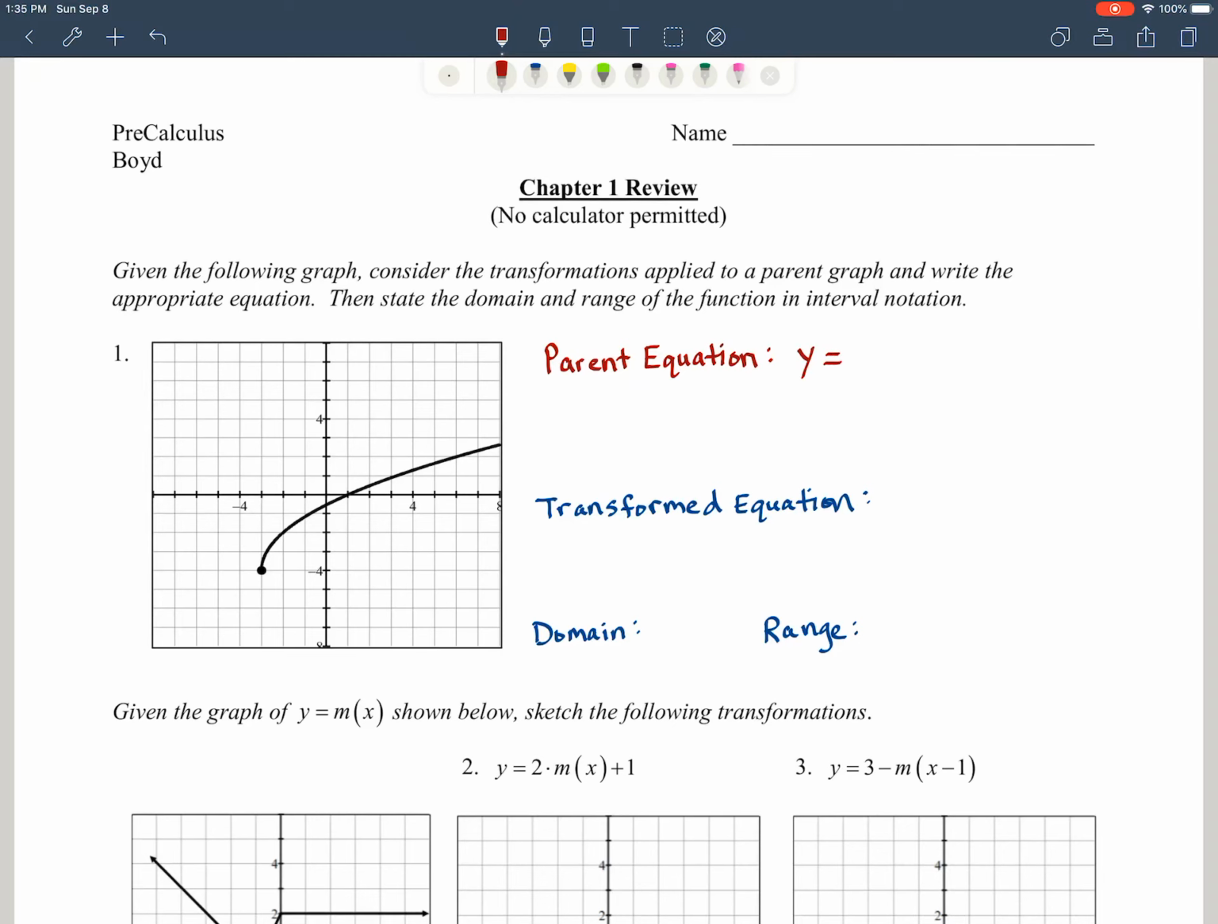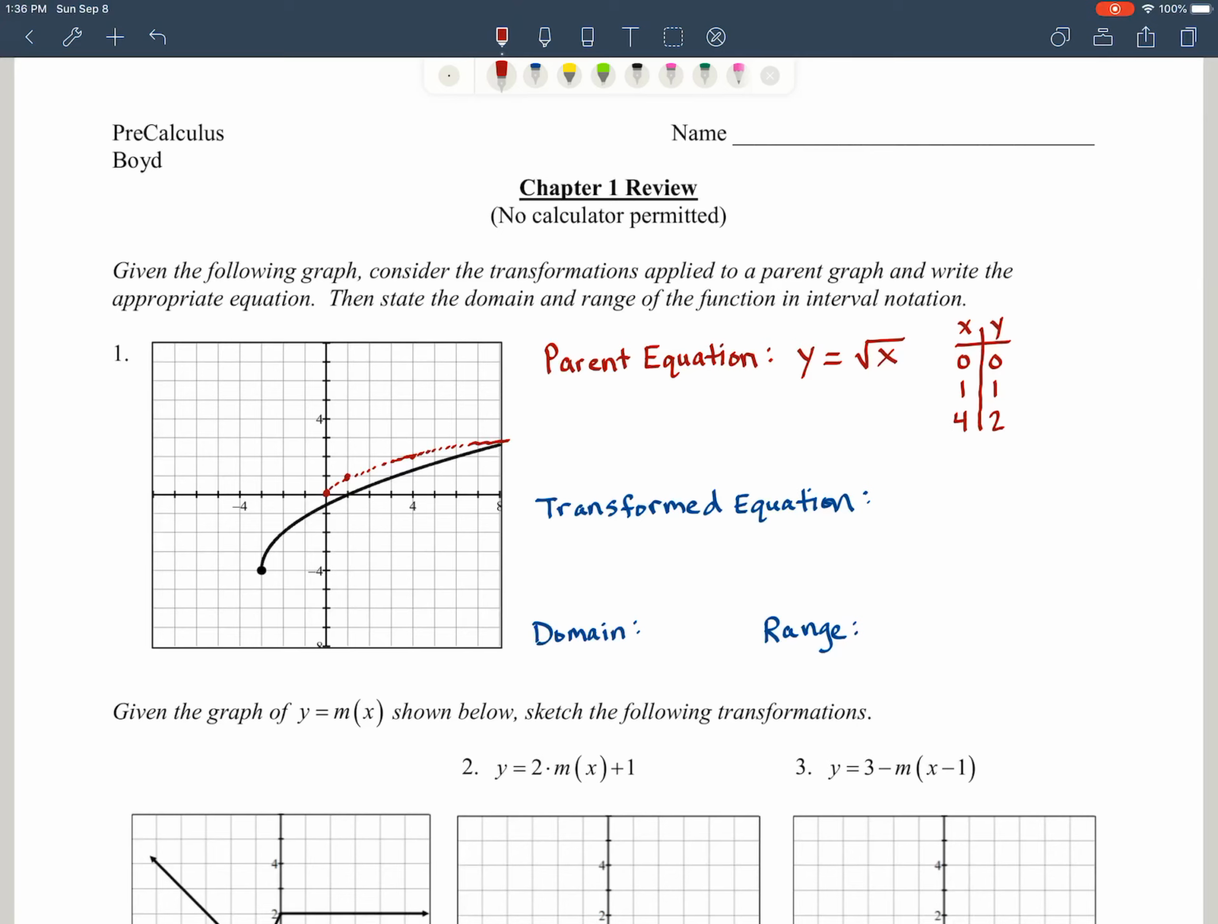a square root function would be something like y is equal to the square root of x. And when we think back to the actual parent graph there, our critical points that we usually start with would be 0, 0, 1, 1, and 4, 2. So if we think about where those would be located on the graph, we'd have 0, 0. We'd have a point usually at 1, 1, and then we'd have a point at 4, 2. So our parent graph would look something like this as it's coming up, right?